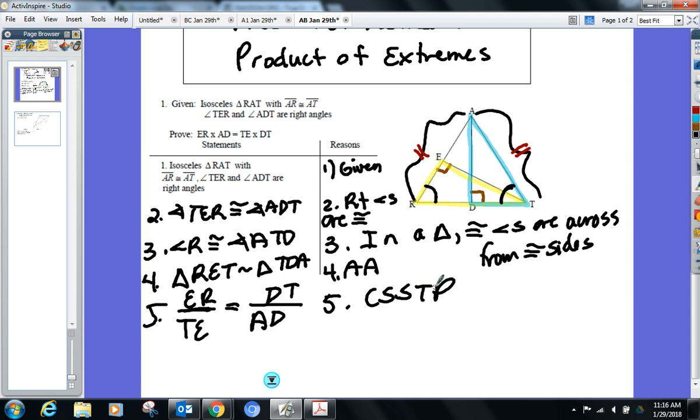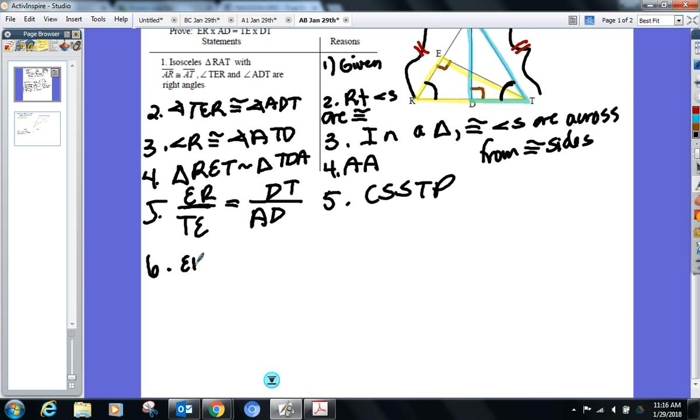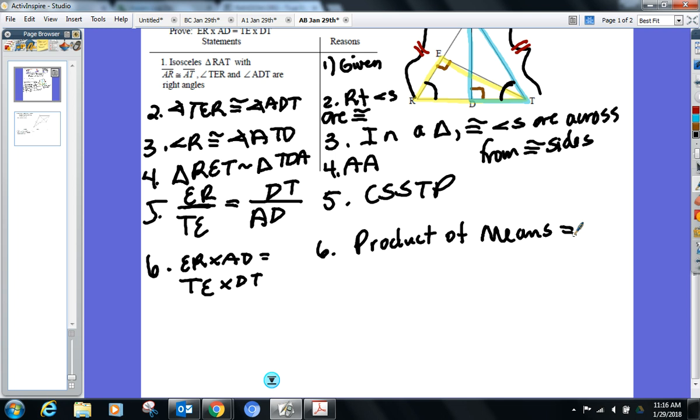And now we cross multiply and say that yes, ER times AD is in fact equal to TE times DT, because now we have a theorem that says product of the means, and again, I don't care what order you put them in, product of the means equals product of the extremes.